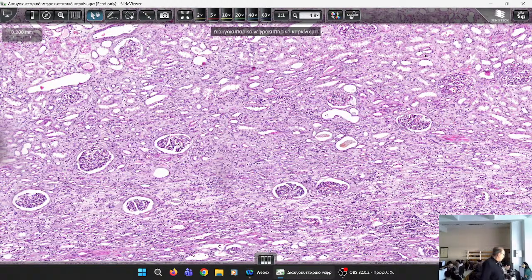We have the proximal tubules with well-established brush border because they reabsorb the urine, and the distal convoluted tubules because we are in the cortex. We see glomeruli. We are in the cortex of the kidney. And the distal convoluted tubules have a sharp luminal surface. The proximal convoluted tubules have the brush border there.